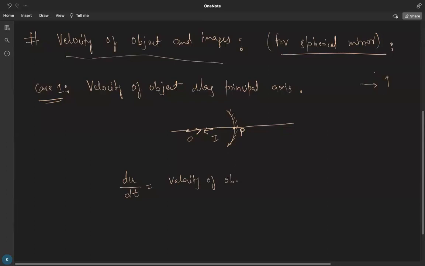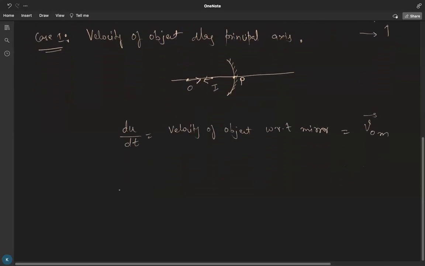As we do in the plane mirror case, the velocity of the object with respect to the mirror is a vector quantity. Velocity is a vector quantity, so we just need the direction also.